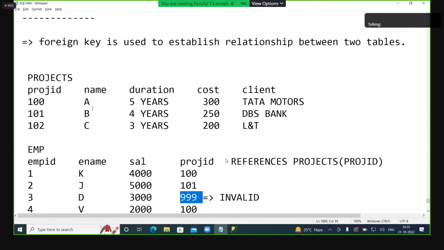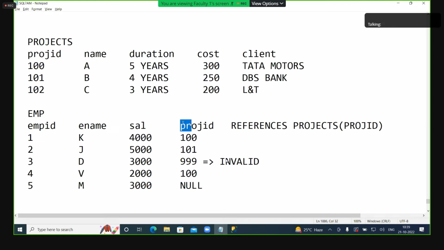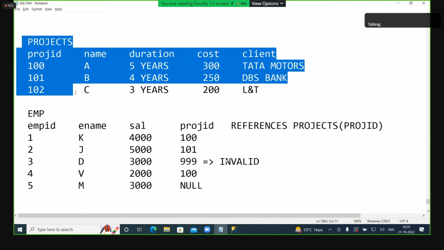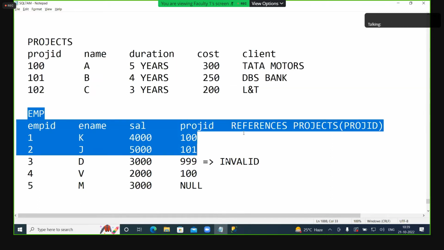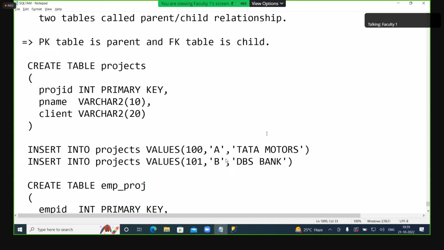So in our example, in the project table, project ID is the primary key. In the employee table, project ID is what? Foreign key. So this is the parent table. And what is this? The child table. That's all.